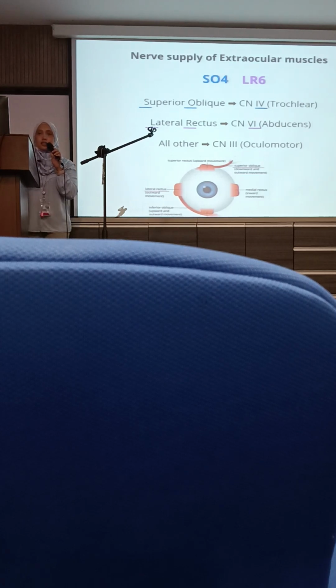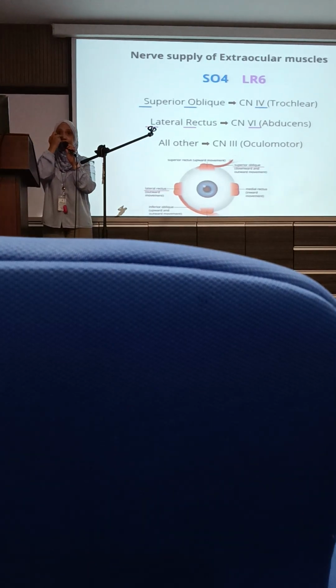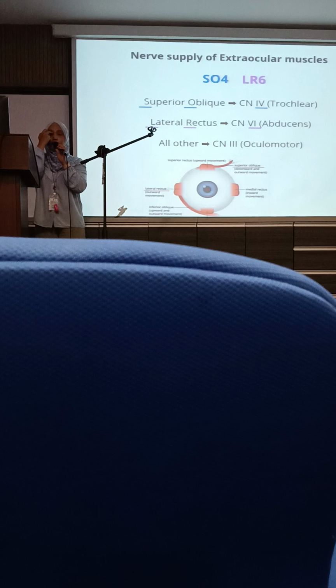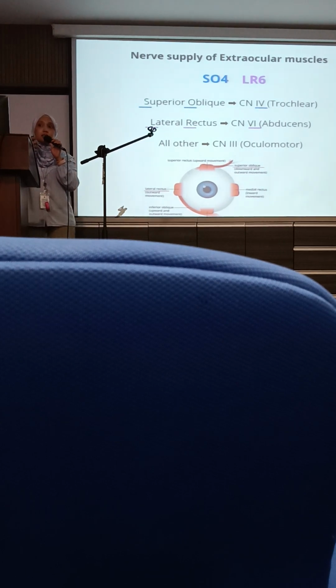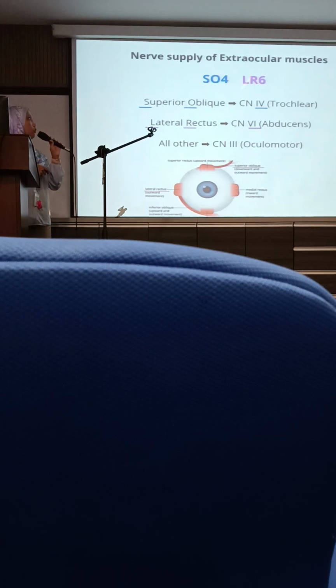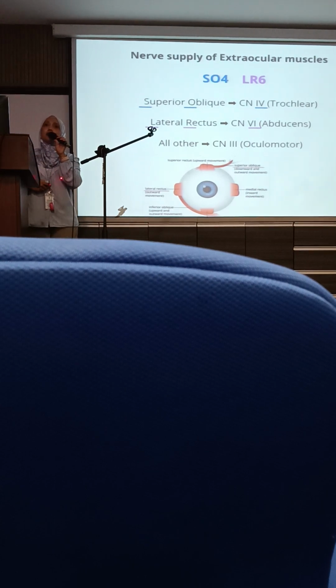So it is located here. Medial, this is medial, right? Closer to your nasal is medial, and lateral rectus is the other side. Superior oblique, as the name suggests, superior and oblique. So SO4, LR6. The rest, all cranial nerve 3. In that sense, quite simple.